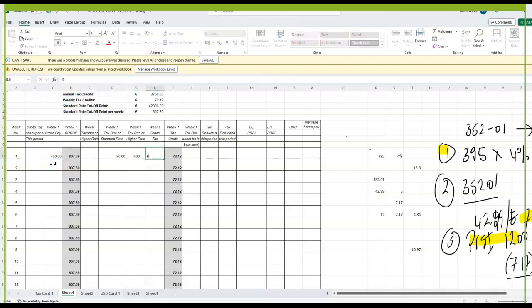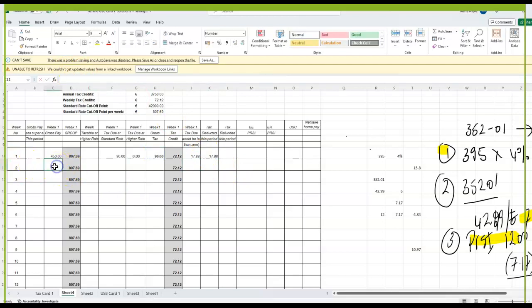Zero higher rates, 90. And again, we can reduce it by the tax credit. So equal to 90 minus 72.12. Okay, 17.88. That is my tax deduction this week.